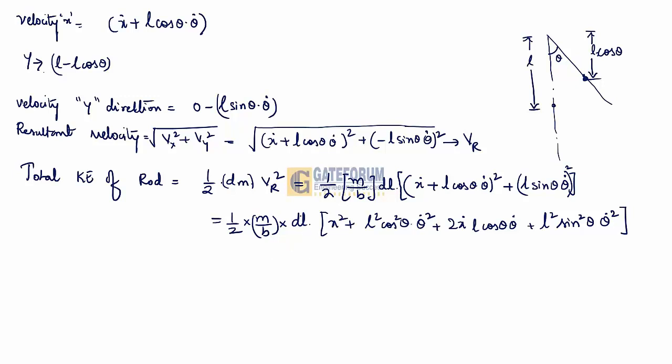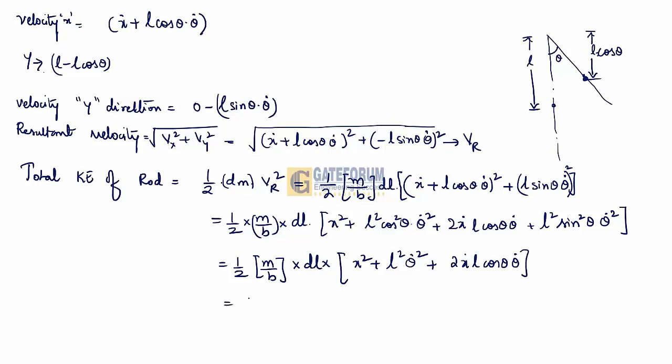Now here the differential length dl is present, so dl will be multiplied with all the terms, and then we have to perform the integration. So this is half into m by b times the integration of dl times x square, or let me simplify further step by step. x square, then L square cos square theta plus L square sin square theta, that is equal to 1, so it will be L square theta dot square, plus 2xl cos theta into theta dot.